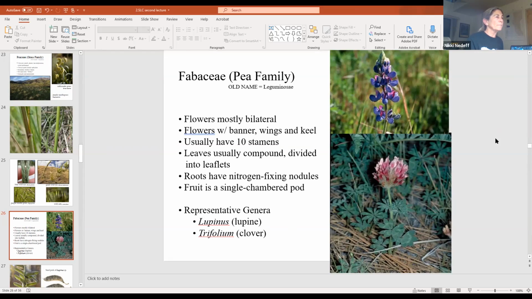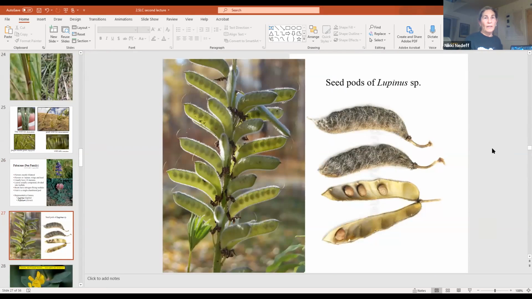Same with the lupin. Oh, but the thing that binds them together, every single member of the Fabaceae family, is that their seeds occur in a pod. Beans and peas and lupins and clovers and vetches and all those things all have seeds that occur in a pea pod. They're very cool. Individual seeds in little compartments, all arranged, and in this case, a lupin seed pod that's really hairy. It's just very interesting.